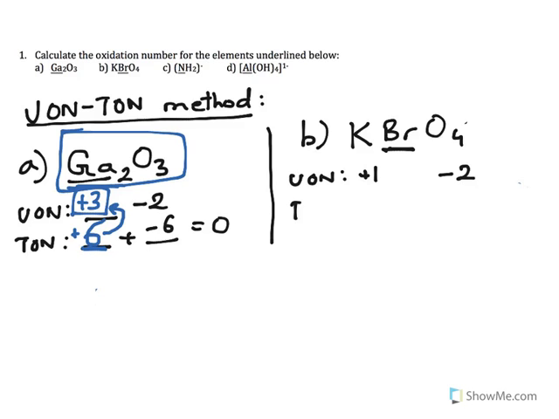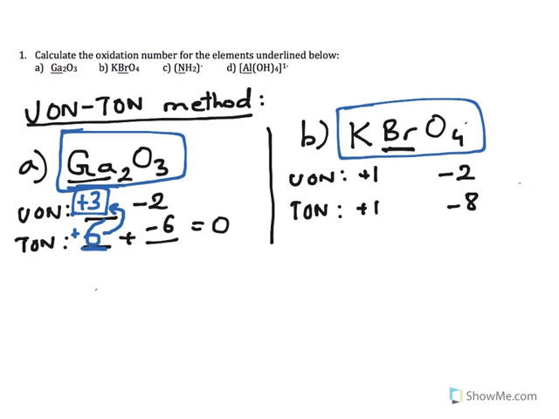Now, when it goes to total oxidation number, we only have 1 potassium, so we're going to have a total oxidation number of +1. For oxygen, once again, we have 4 oxygen atoms in this compound itself, so we're going to have to multiply 4 with -2, which is the unit oxidation number, and we will end up with -8. Next thing to do is to look at the charge of the overall compound that we are asked about.